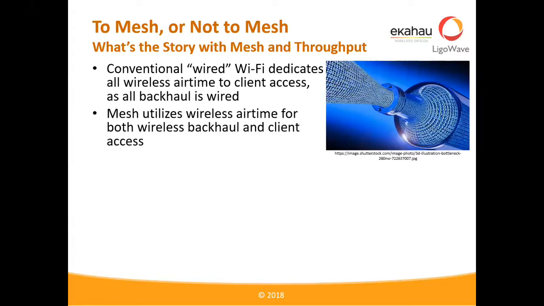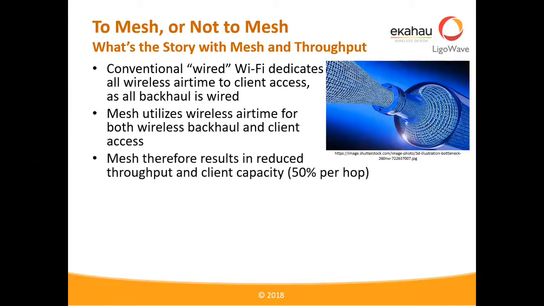In mesh, I'm utilizing that wireless airtime for both wireless backhaul and client access because I don't have that Ethernet cable. And as a result, I'm reducing both throughput and client capacity. And this is typically where the 50% per hop loss comes from, because if the AP is spending half of its time interacting with clients and half of its time interacting back and forth with the next node AP in the chain in order to get data back and forth to the main network, I'm literally losing 50% of my airtime per hop.